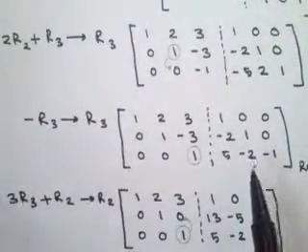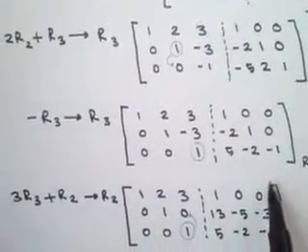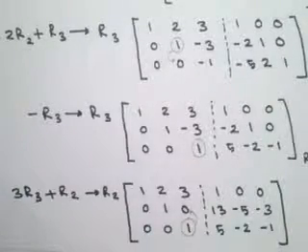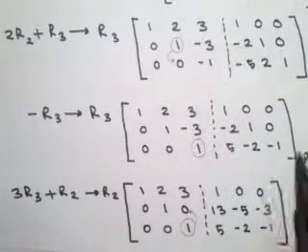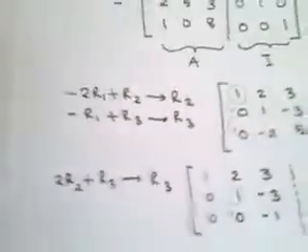Then 3 multiplied by -1 and plus 0, we get -3 here. So then we go to our next step.